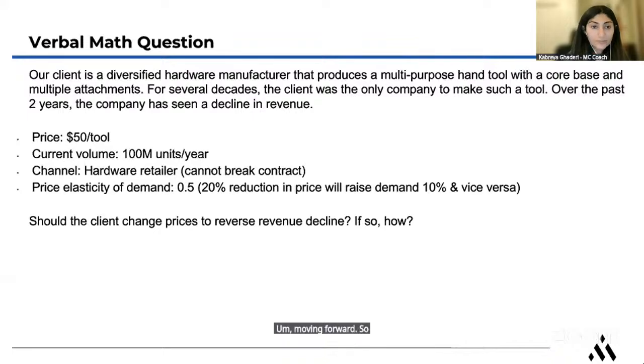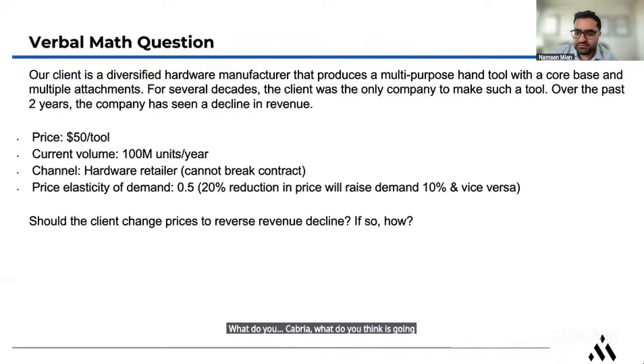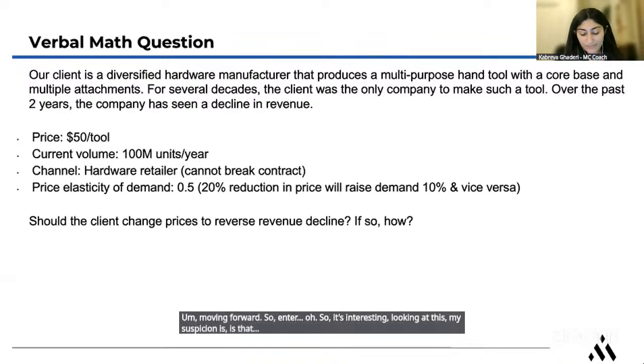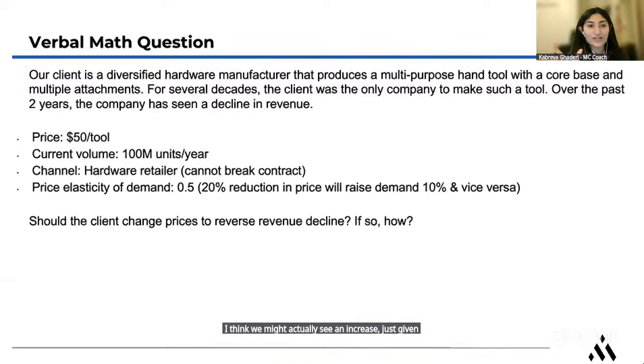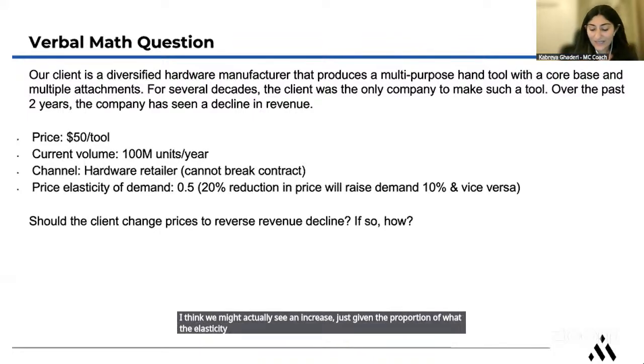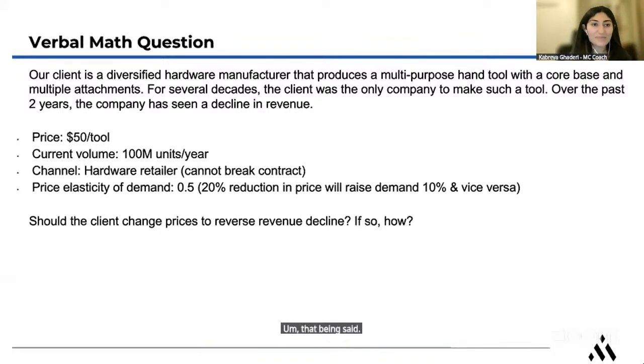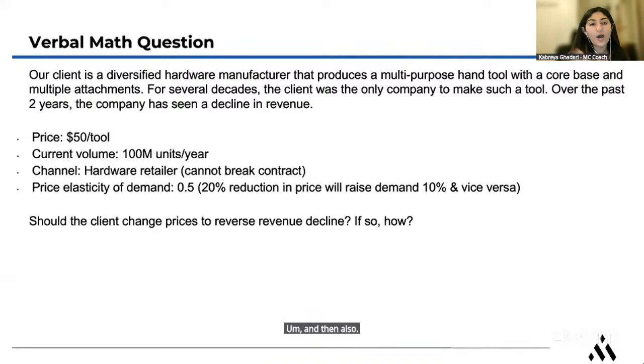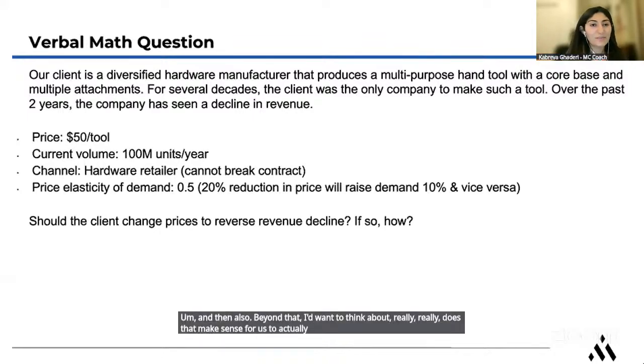So, Cabrera, what do you think is going to be the answer? It's interesting. Looking at this, my suspicion is that if we were to actually increase the price, we might actually see an increase in revenue, given the proportion of what the elasticity is telling us. That being said, I'd love to double check to make sure that my hunch is correct. And then also beyond that, I'd want to think about whether it really makes sense for us to actually increase prices, given my personal experience as a consumer.